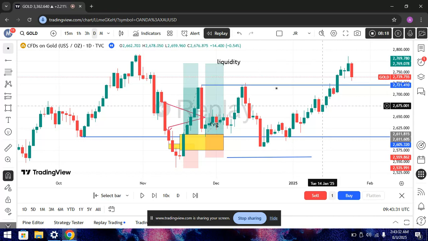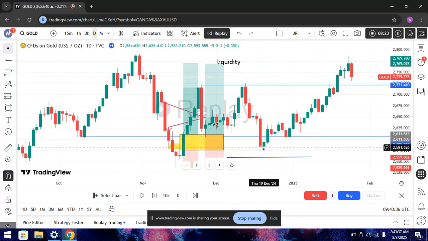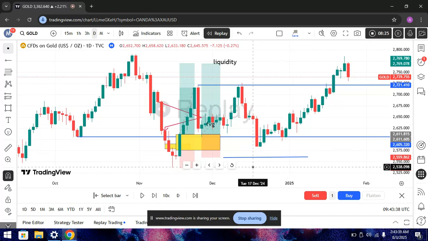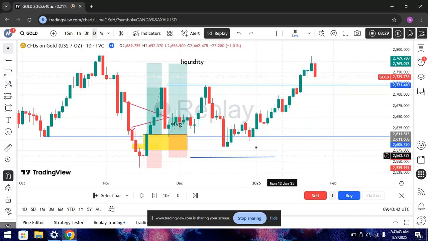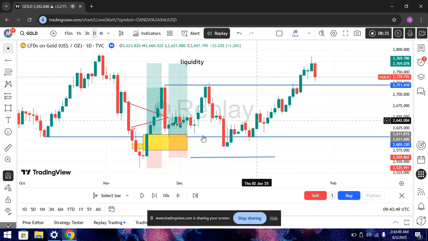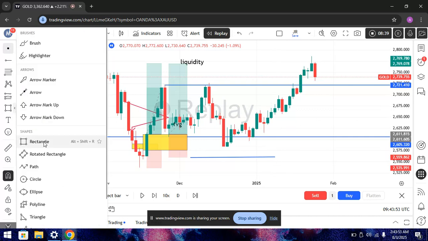So now here's the thing, after we break this structure, to break this structure, let me just do this, see where we can do our entry from, where we can enter from. Okay, so here we have our FVG. Let me just continue marking these levels.